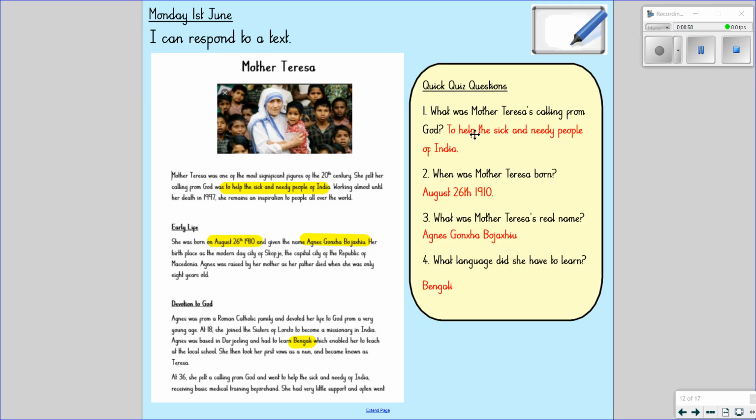Okay, here's the answers. So the calling that she had was to help sick and needy people of India, and that's just over here in the text. When was she born? August the 26th, 1910. Her name was Agnes Gonja Boyaju, difficult to pronounce. And what language did she have to learn? It was Bengali. That's one of the Indian languages.